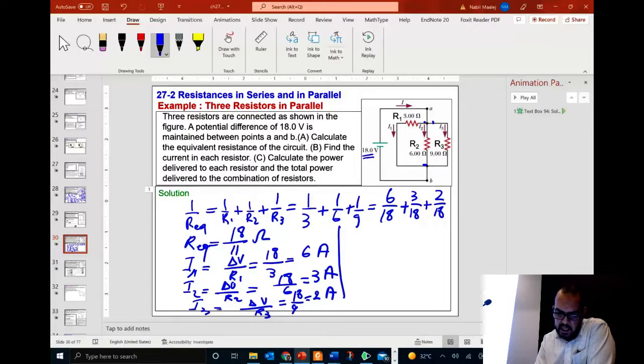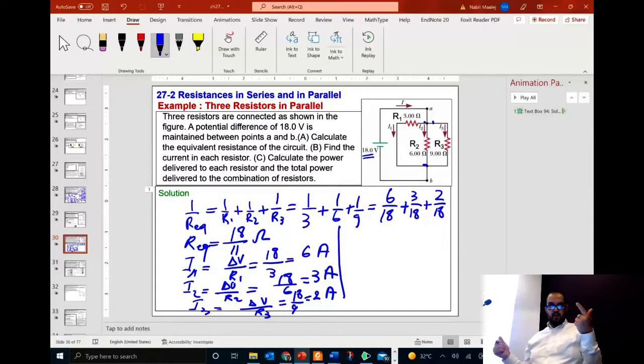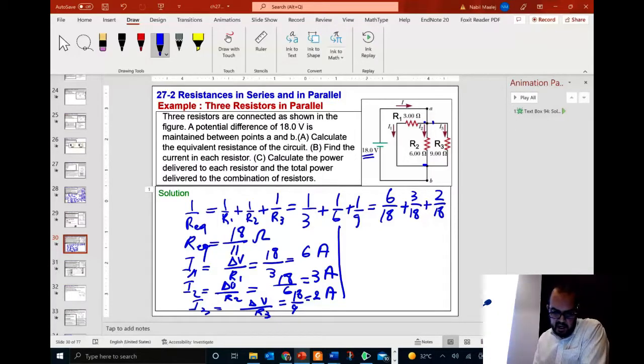Now I can calculate the power. I can use one of 3 equations for power in a resistor: delta V times I, or R I squared, or delta V squared over R. Since I have the voltage and the resistance, it's safer to use something that you are given, delta V squared over R1. So P1 is 18 squared divided by 3.